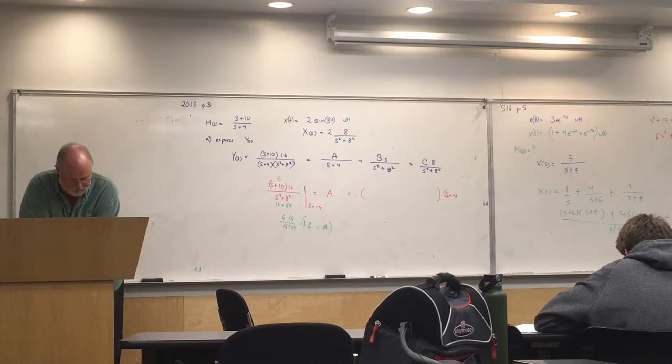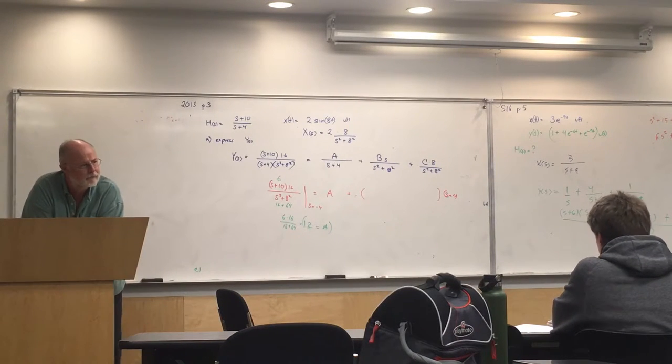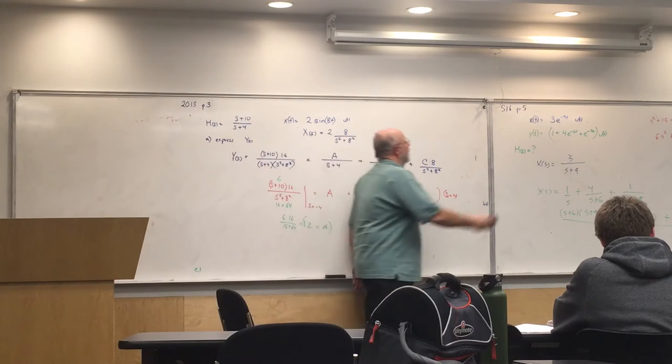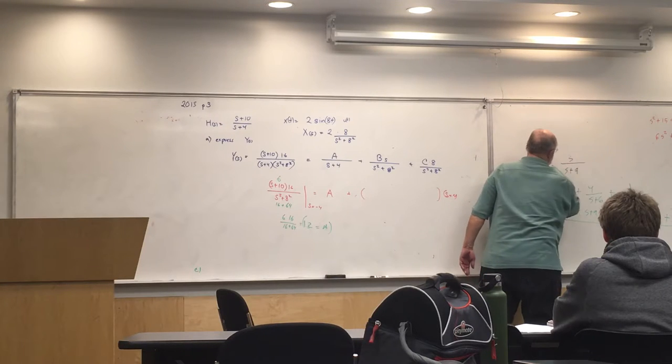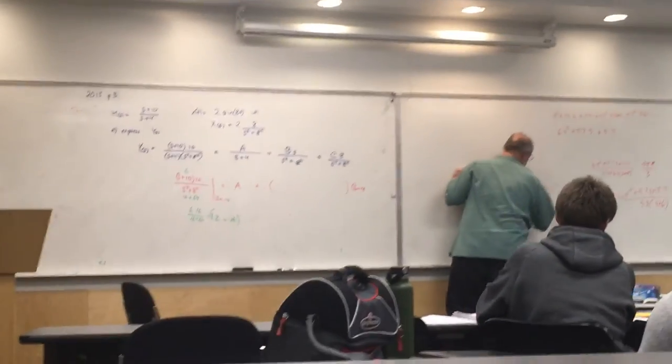Use steady-state AC analysis to find the time domain representation of the steady-state output. What is the steady-state output? 1.2 times e to the negative 14. Nope. That's the transient. Use steady-state AC analysis to find the steady-state output.